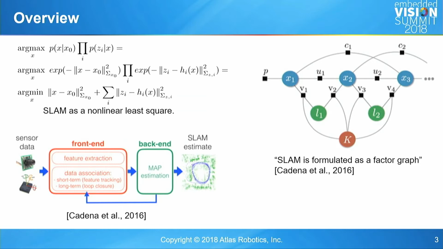On the right side, I have a bunch of graphs. We can represent and solve the SLAM problem as a graph problem. In the graph, each node represents a feature point or camera pose, and the edges represent how they relate to each other over time or through geometric relationships.